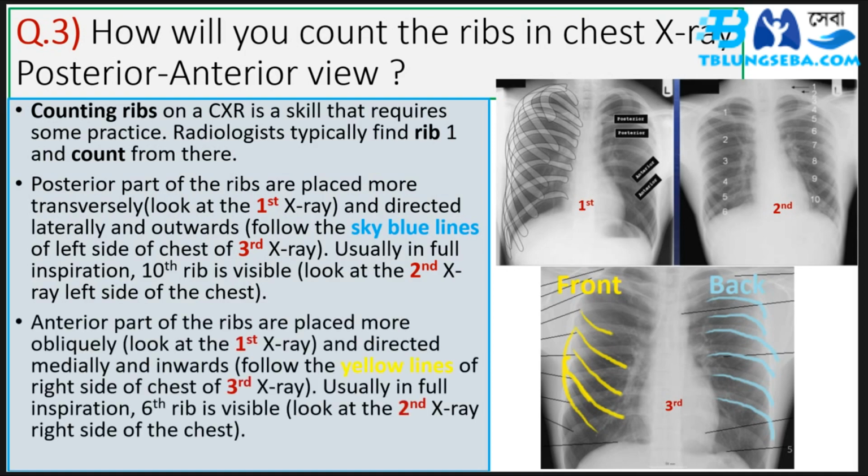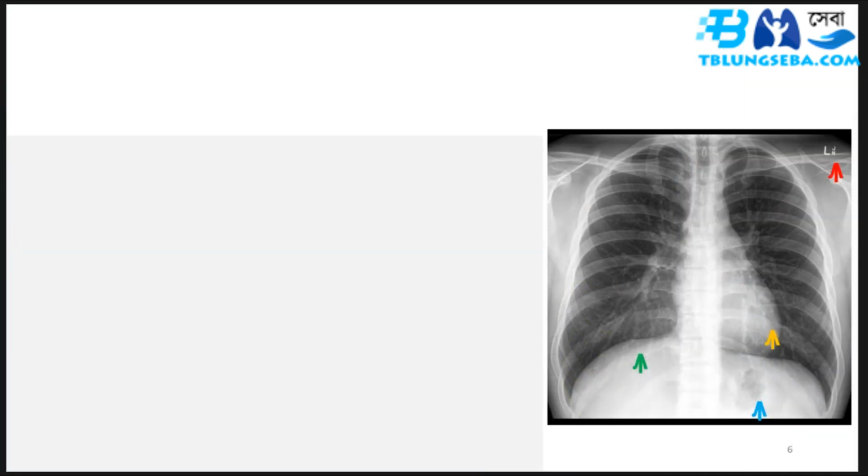Anterior parts of the ribs are placed more obliquely. Look at the first X-ray, and directed medially and inwards, follow the yellow lines of the right side of the chest of the third X-ray. Usually in full inspiration, the 6th rib is visible. Look at the second X-ray, right side of the chest.